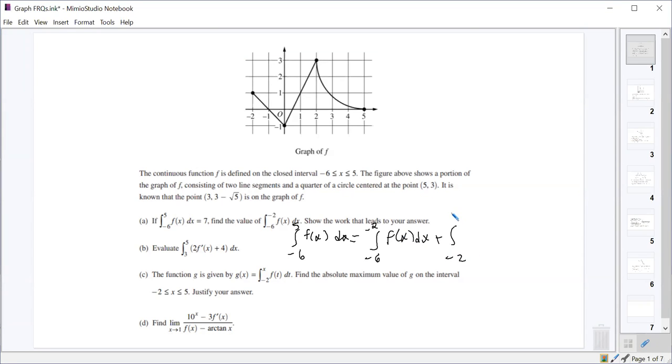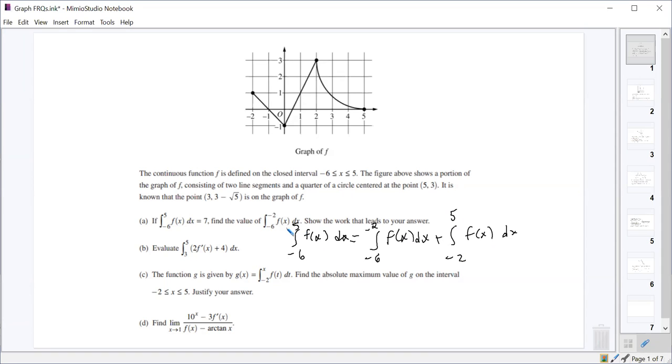integral from -2 to 5 of f of x dx. You all agree with that? That's just sort of the basic idea behind integrals and adding and subtracting them, right? -6 to -2 plus -2 to 5 ought to be -6 to 5.